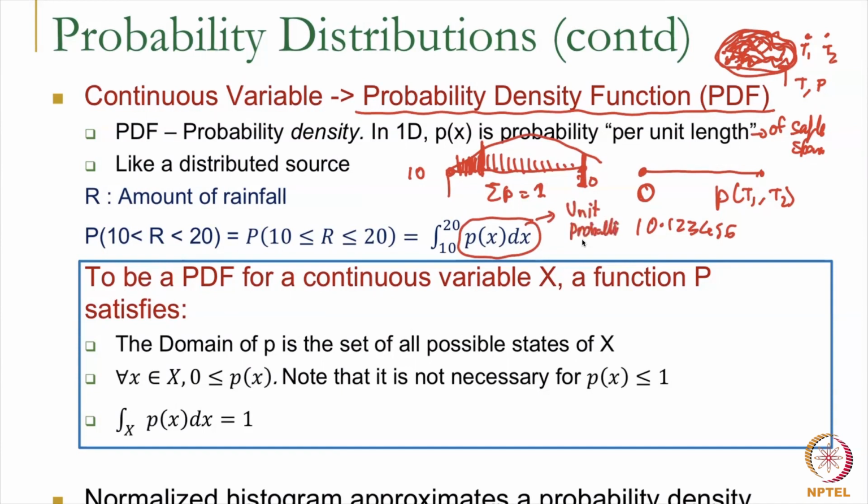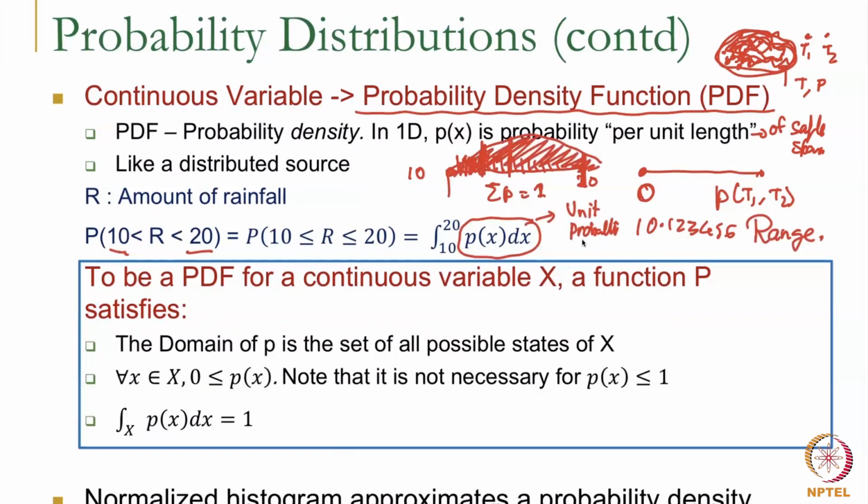What it means is, instead of giving probability for a number, we give probability for a range. As an example, let's take a finite range and then we will reduce it to an infinitesimal range. I will say, what is the probability that rainfall lies between 10 and 20 mm? Or I can say, what is the probability that temperature lies between 10 and 20 degrees centigrade? Now for that, you actually integrate over this entire area and you tell me the net probability.